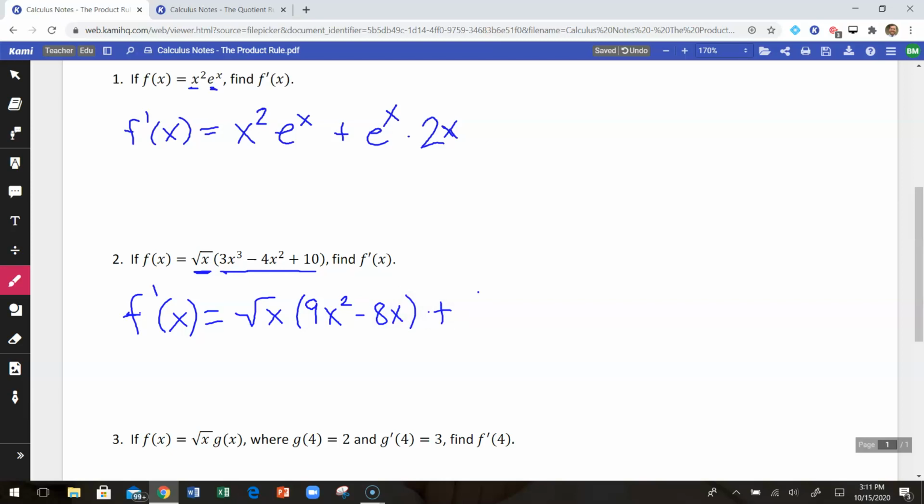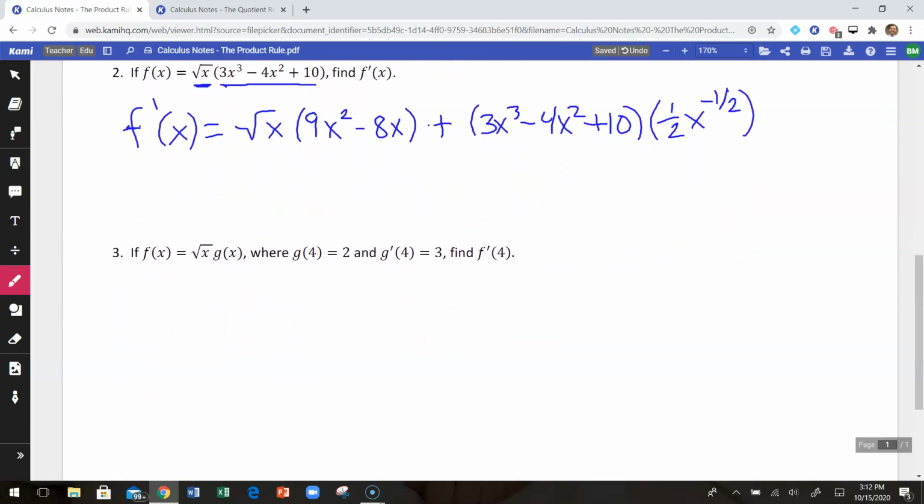plus the second, keep it exactly the same, 3x to the third minus 4x squared plus 10, times the derivative of the first and the derivative of the square root of x. I need to think about that as x to the 1/2 power. And then I'm going to use the power rule. It's going to be 1/2 x to the negative 1/2 power. And again, we're done.